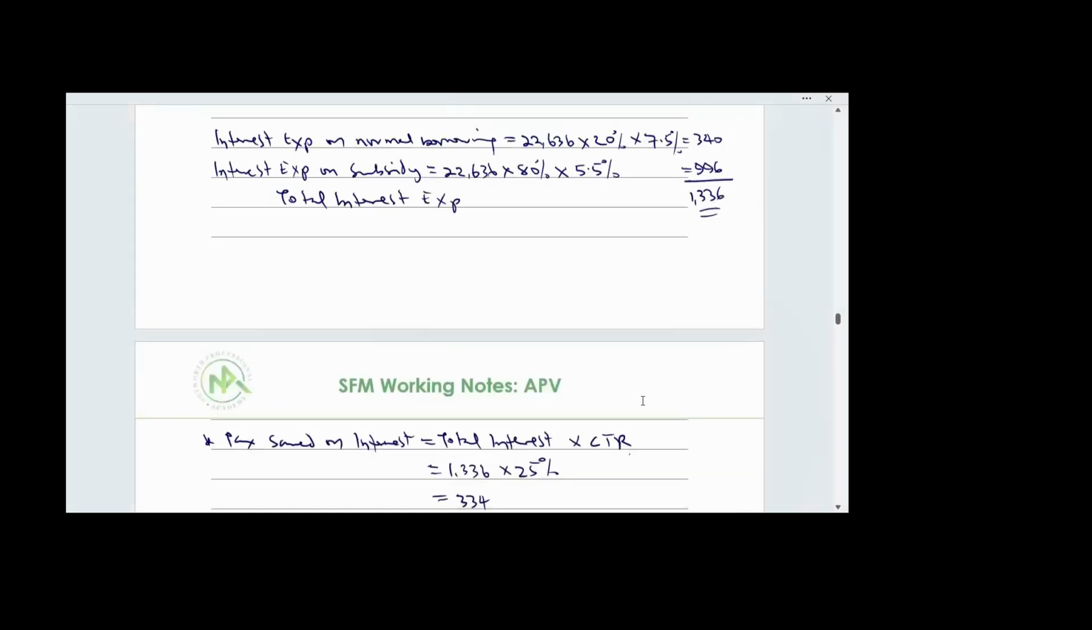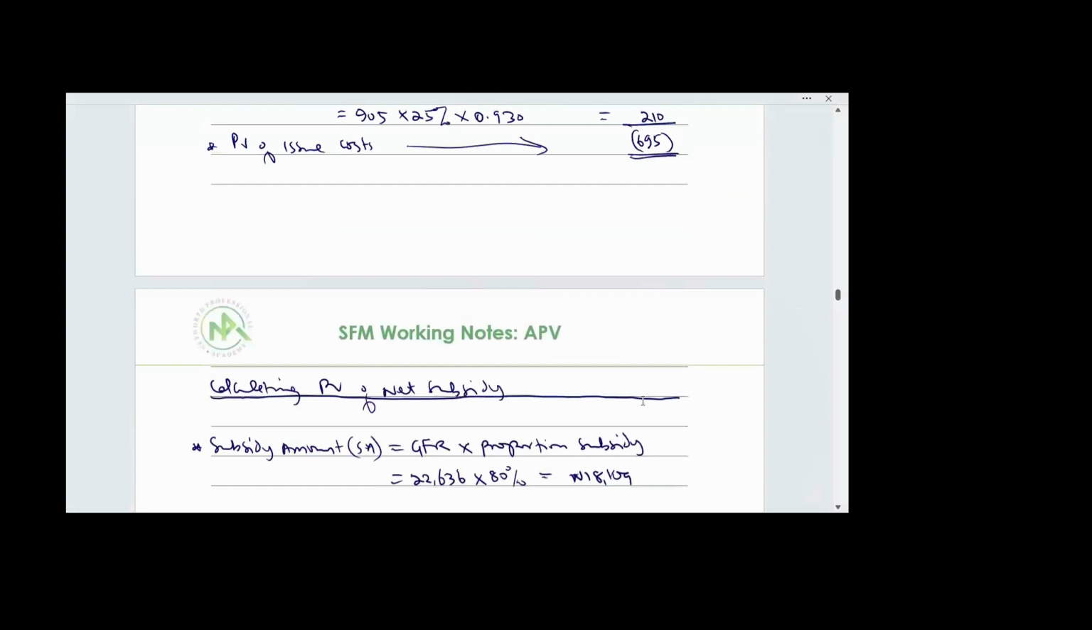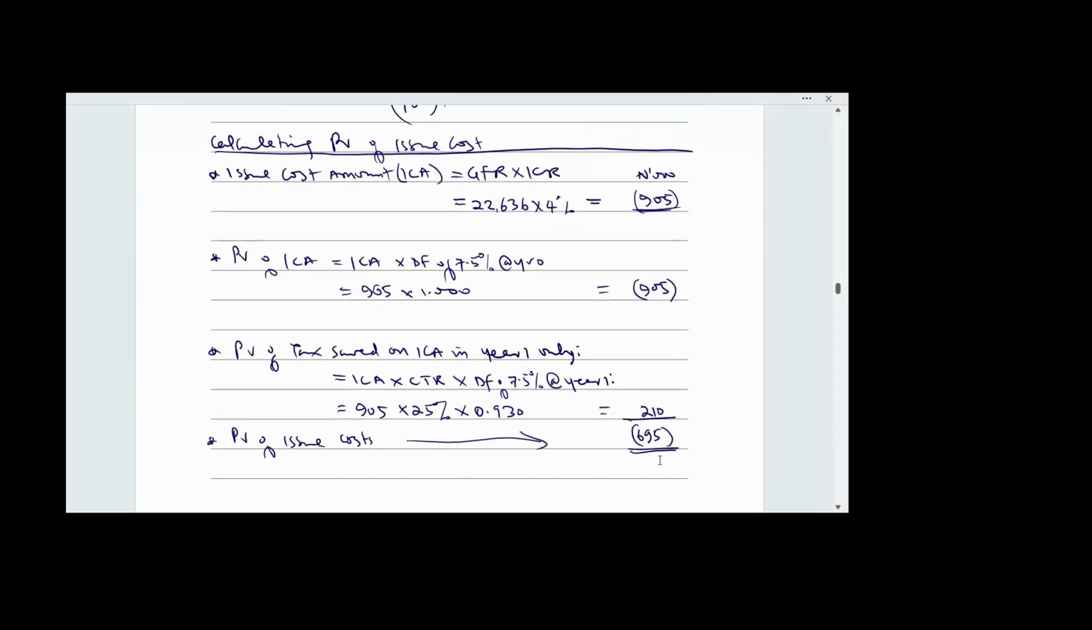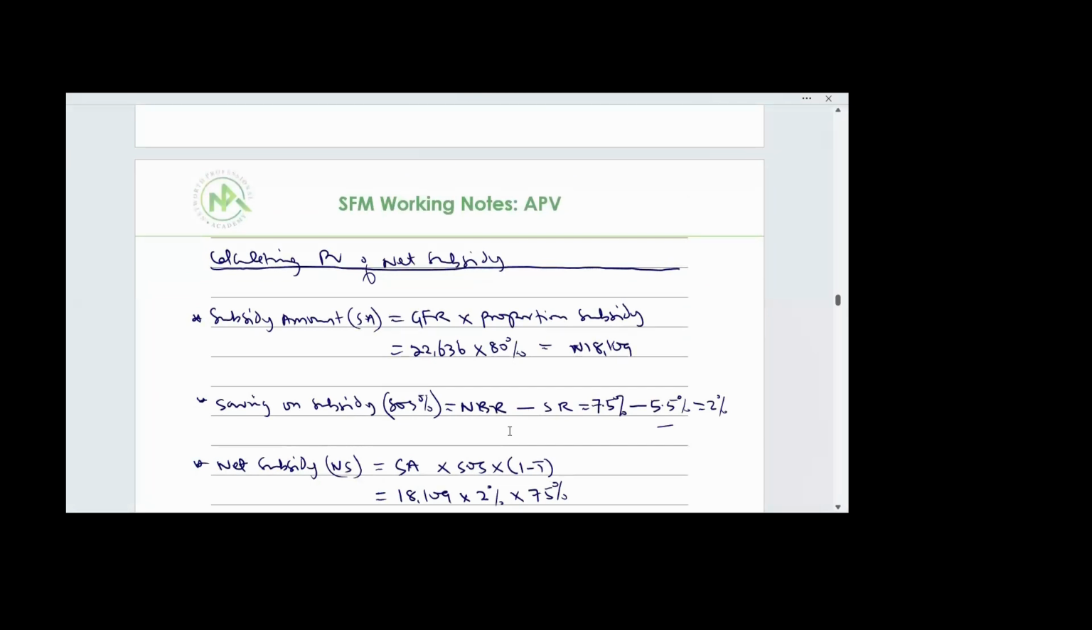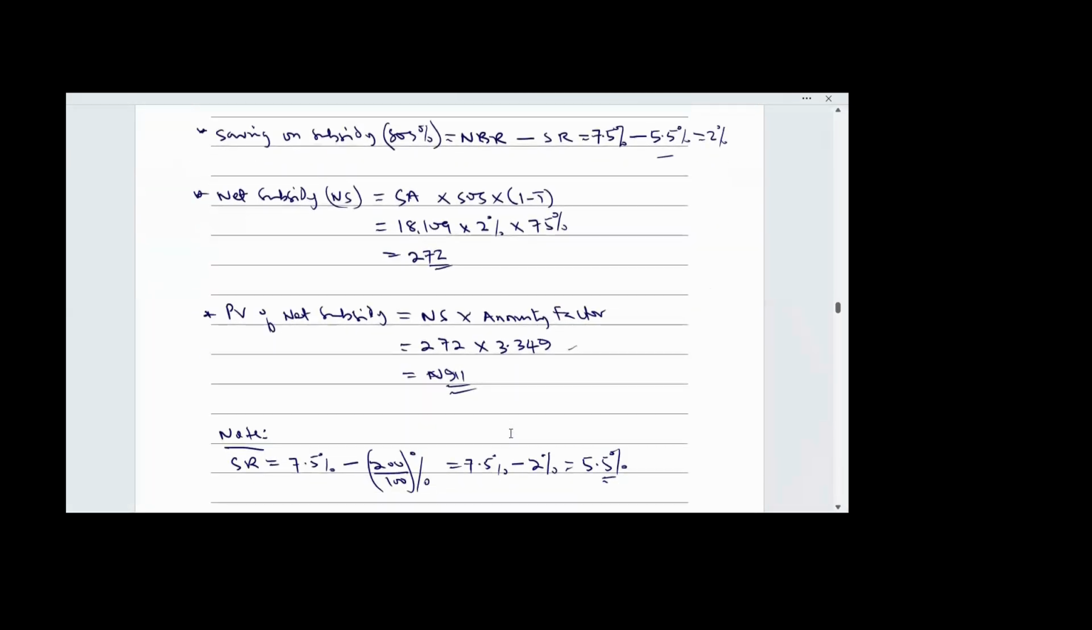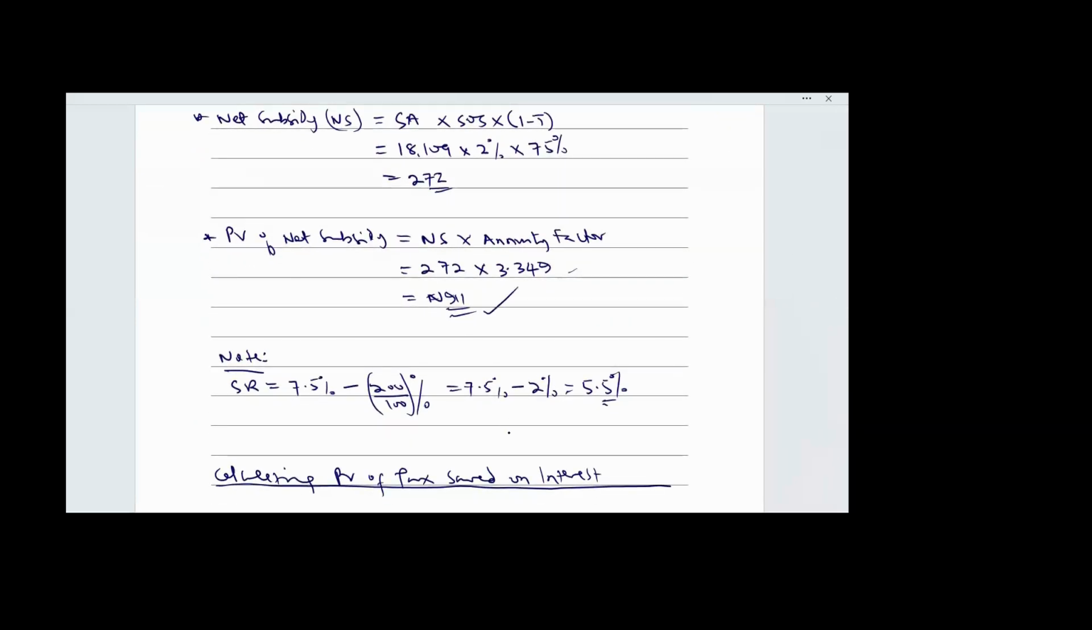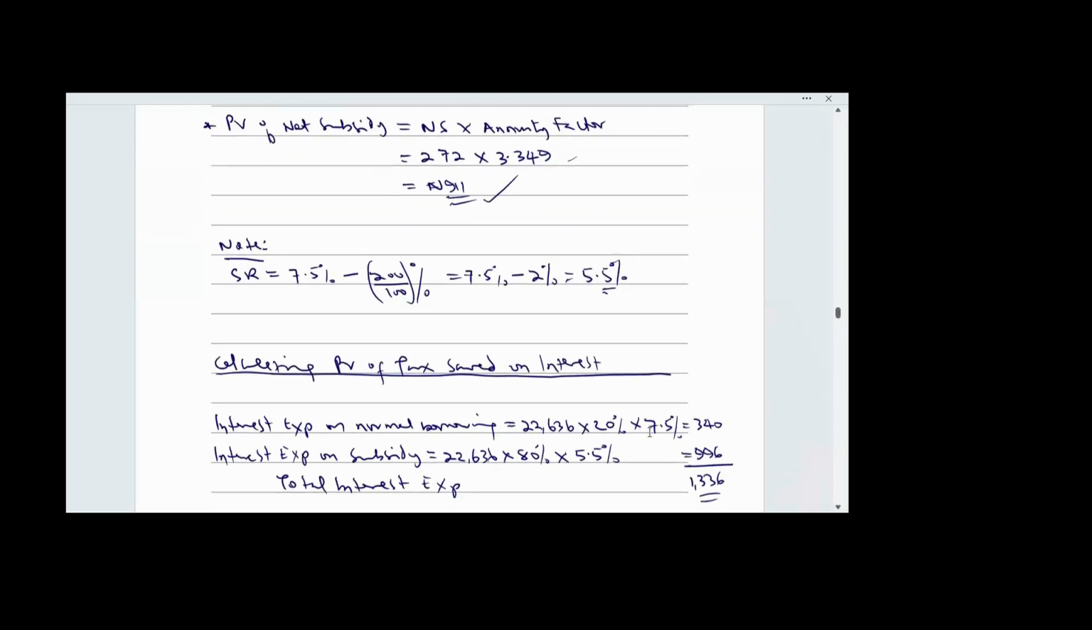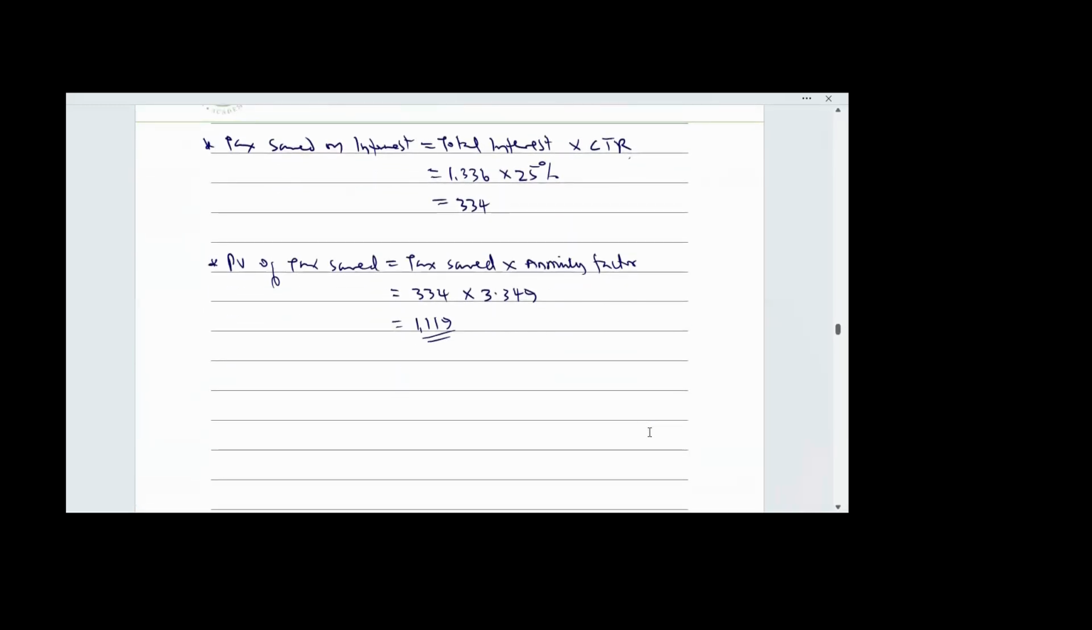So we have calculated the PV. We have calculated the PV of issue cost to be 695. We have also calculated the PV of net subsidy to be 991. Then we just calculated the PV of tax saved on interest to be 1,119. So at this point, we need to calculate the PV of financing. So I would then say calculating PV of financing effect cash flow.